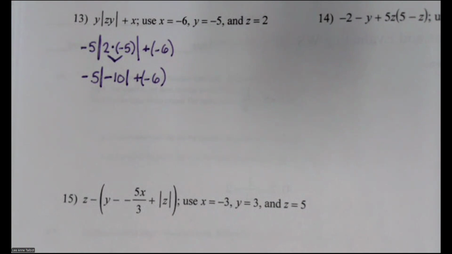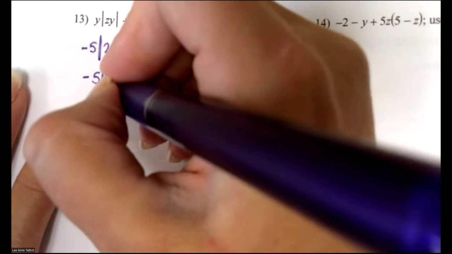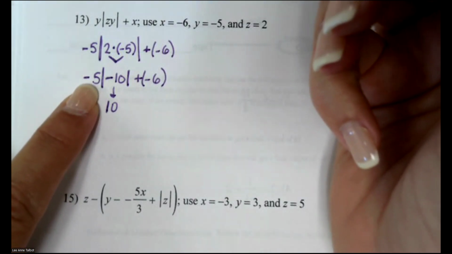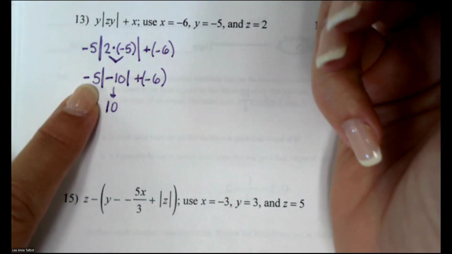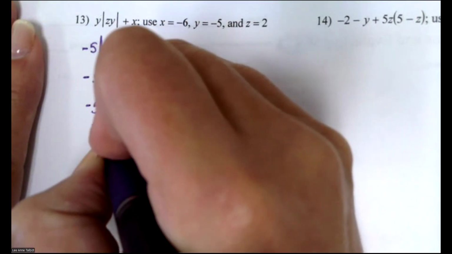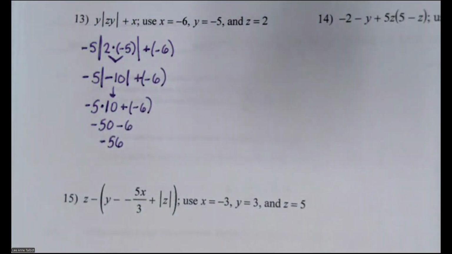Okay, now I'm going to take the absolute value of negative 10 and make that 10. And notice the negative 5 is just sitting outside with no operation symbol or anything. That means multiplication. So it's negative 5 times 10 plus negative 6, which is negative 50, minus 6, which is negative 56.